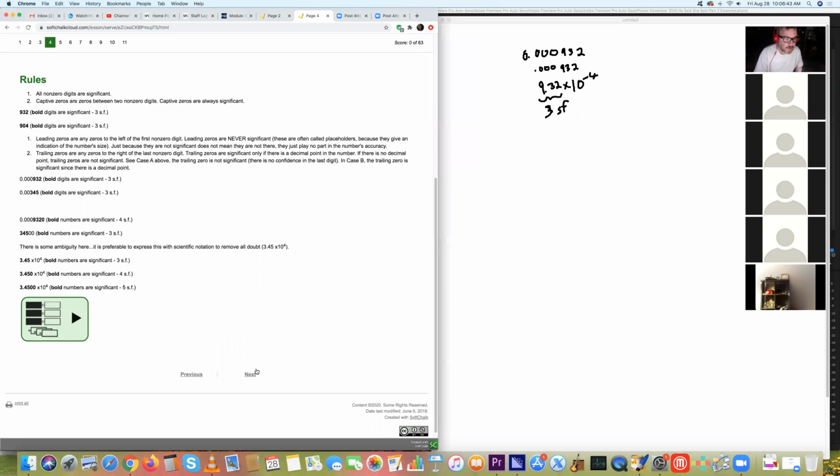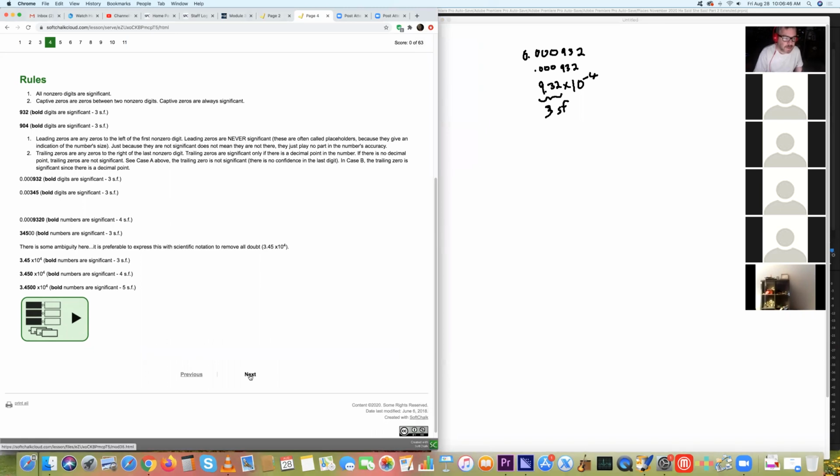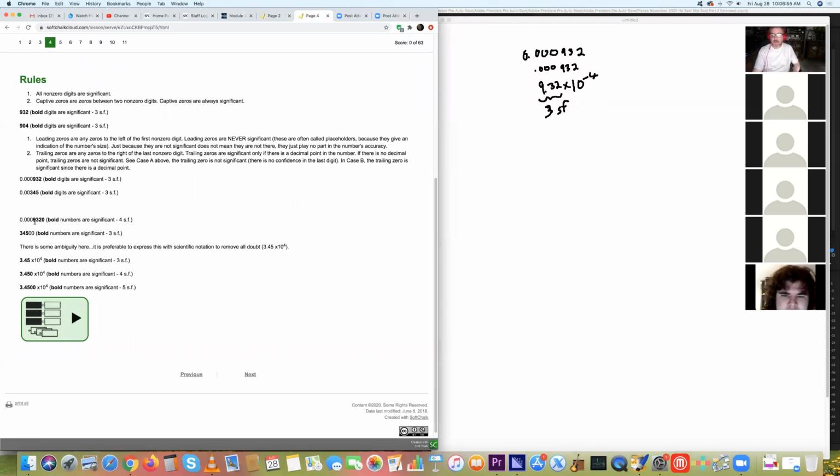Let's look at trailing zeros. Trailing zeros are significant if there's a decimal point in the number. So here's an example over here, 0.0009320. The zeros out the front aren't significant, but the zero at the end is. Now, if that had been a 1 or a 2 or a 3, you'd have no problem. But all of a sudden it's a 0, and then we think, oh, maybe it's not significant. Well, it is if it's a trailing 0 and it's after the decimal point. So that 0 does count as being significant.